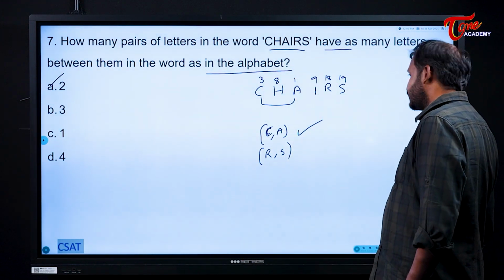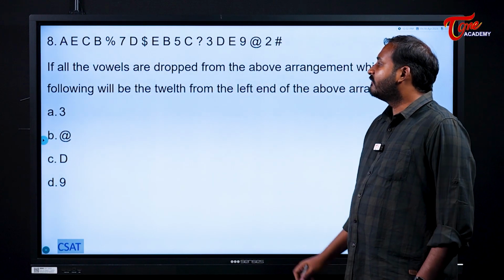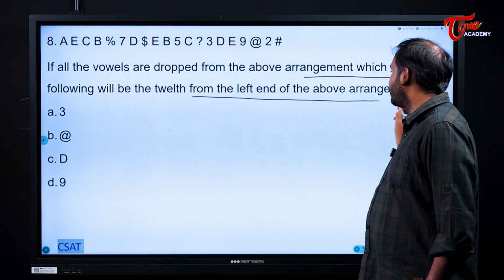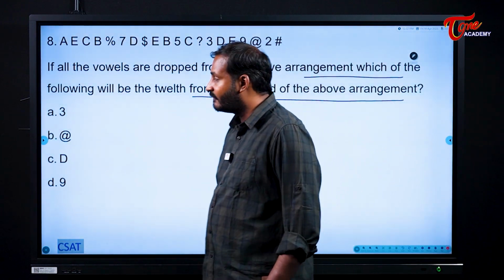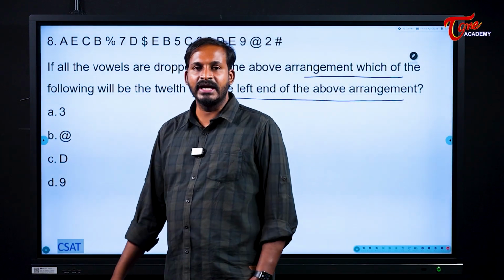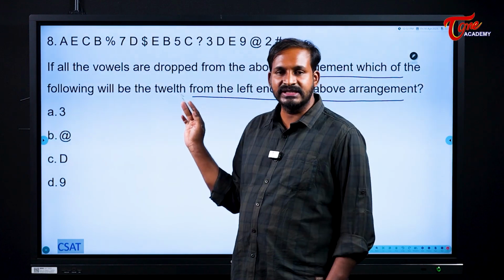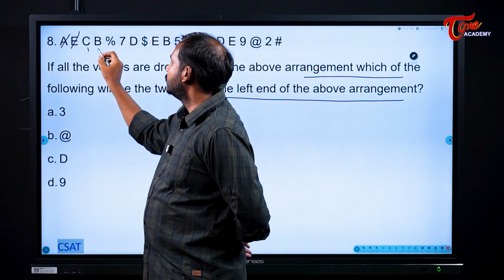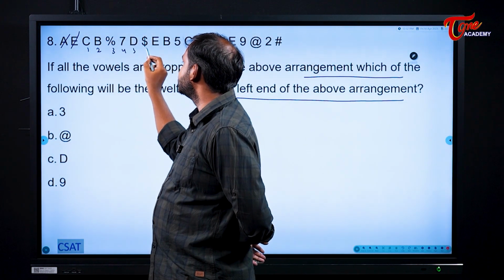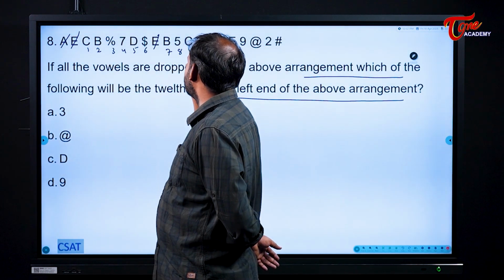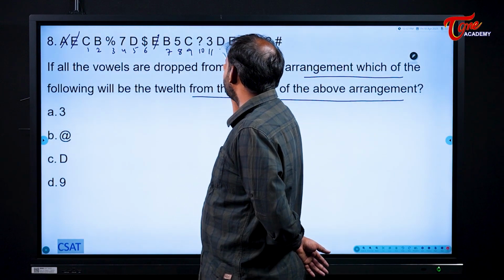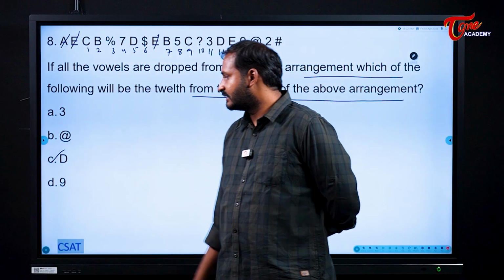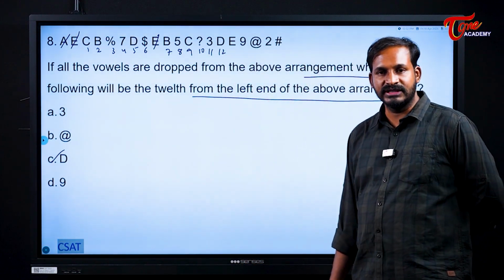Next one. If all the vowels are dropped from the above arrangement, which of the following will be the 12th from the left end of the above arrangement? If all the vowels are dropped. What are the vowels? We have A, E, I, O, U. So simply drop the vowels and count the 12th one. A dropped, E dropped, 1, 2, 3, 4, 5, 6, 7, 8, 9, 10, 11 and 12. What is the 12th one for us from the left? Answer is D, option is C.